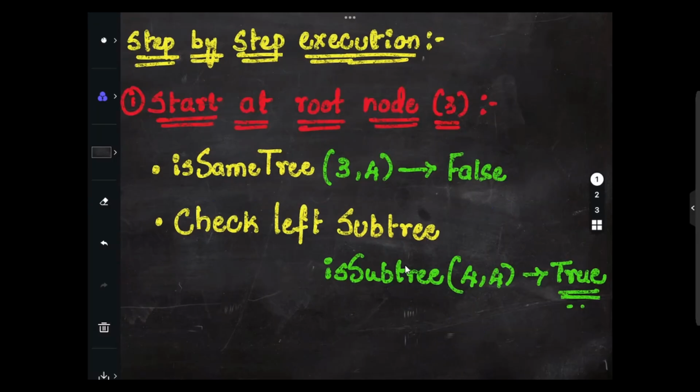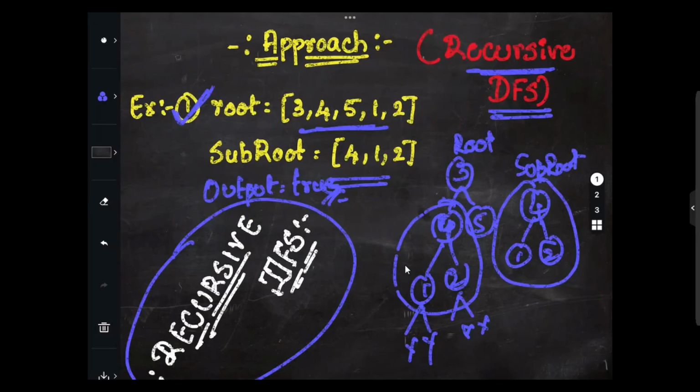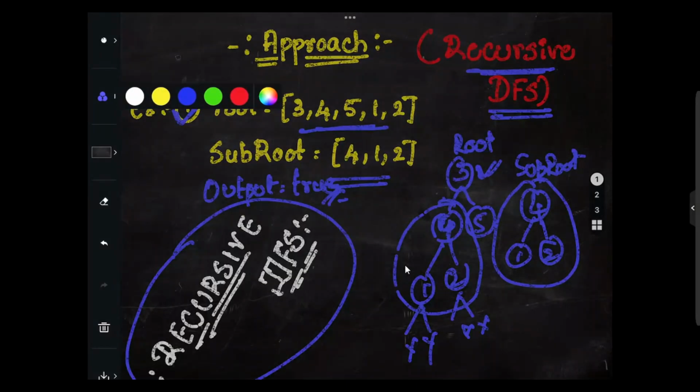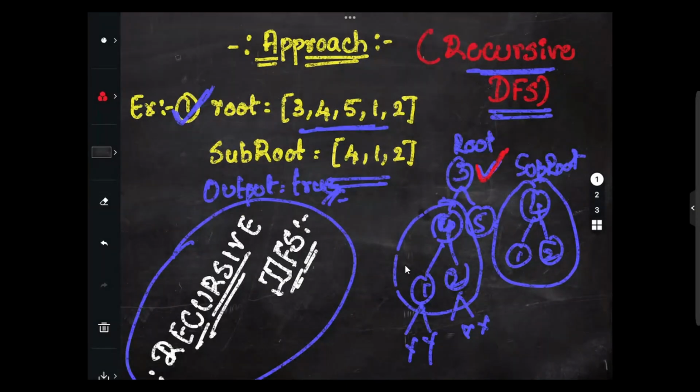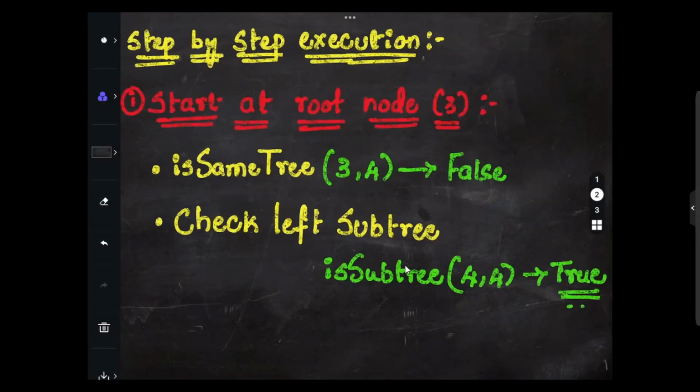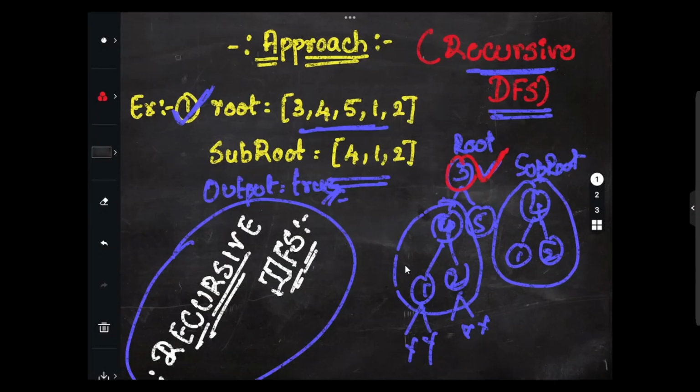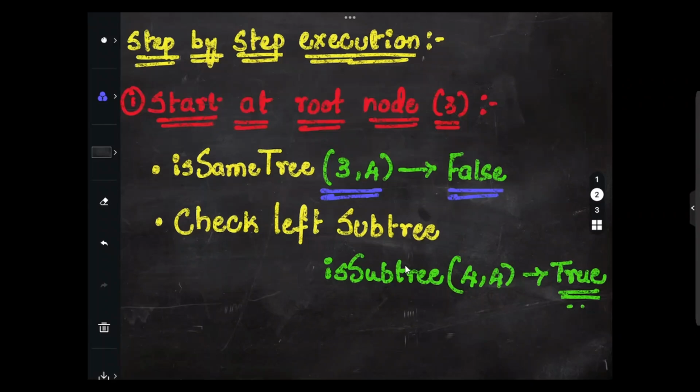First, we will be starting at node 3, the main one. Let me change the color, just give me a second here. From here we will start, right? So start at node 3: is same tree of 3 comma 4. This one is false, because we don't have the root here. In the subroot we don't have 3 mentioned, right? So here this will be false.